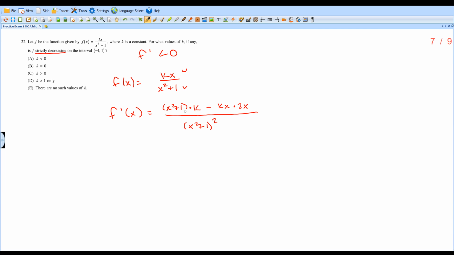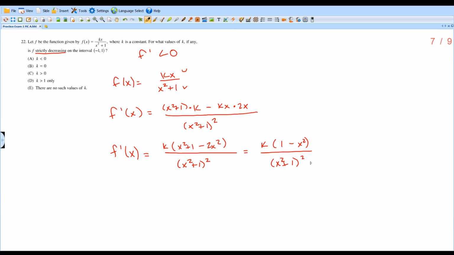Now cleaning this up a little bit, I have f prime of x equal to, I'm going to factor the k out of both of these, x squared plus 1 minus 2x squared, all over x squared plus 1 squared. Simplifying a little more, combining these x squareds, I get k times 1 minus x squared over x squared plus 1 squared.